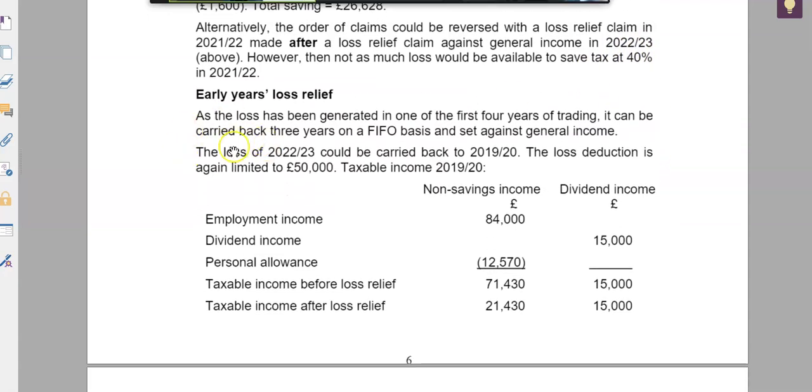So loss relief against the total income. As the loss has been generated in the first year, it can be carried back for 3 years on a 5-year basis and set against the general income. The loss of 22-23 could be carried back to 19-20. The loss reduction is again limited to 50,000 pounds.